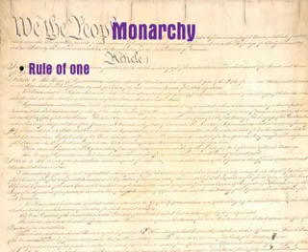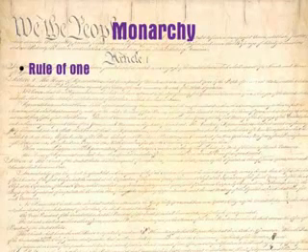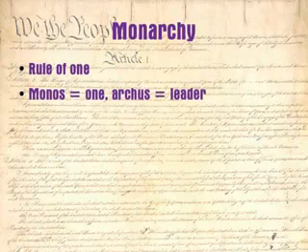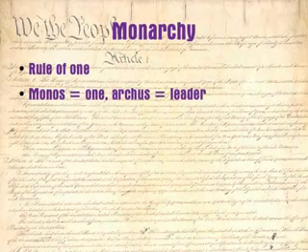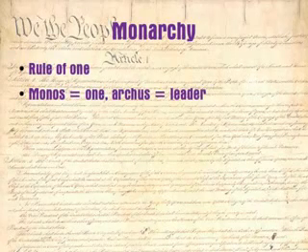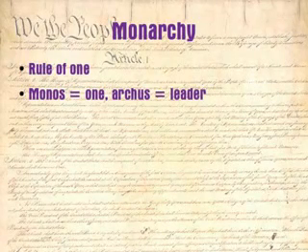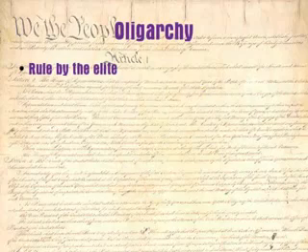You're most likely familiar with this. This is when power is concentrated in a single individual. It comes from the Greek word monos, meaning one, and archos, meaning leader. So a monarchy is when there is one and only one leader. Obviously, this is the kind of government the founders rebelled against, specifically targeting most of their complaints against the monarch, King George.